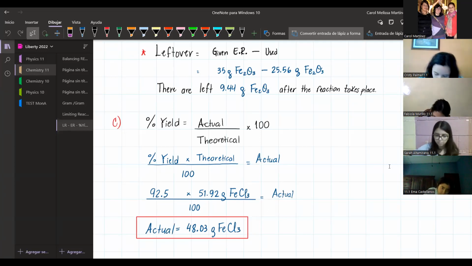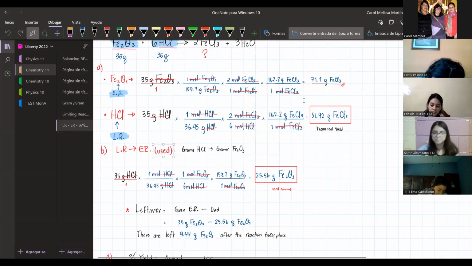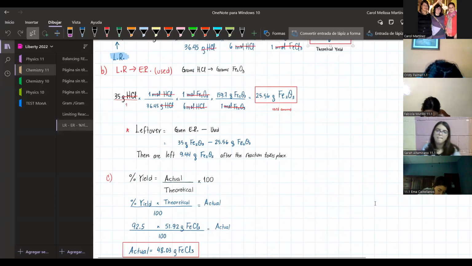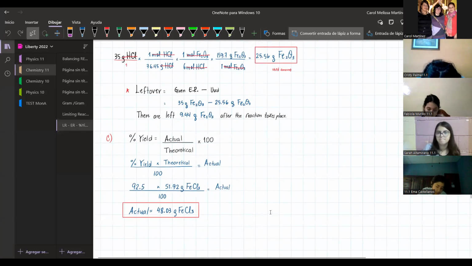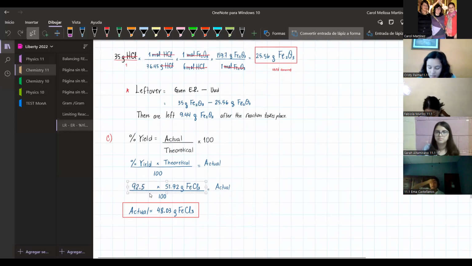In other words, in numbers, theoretically you were expecting to get almost 52 grams. But in real life, you only obtained 48 grams, which is very good. That's why the percent yield in this reaction was 92.5%. It's a really good percent yield.